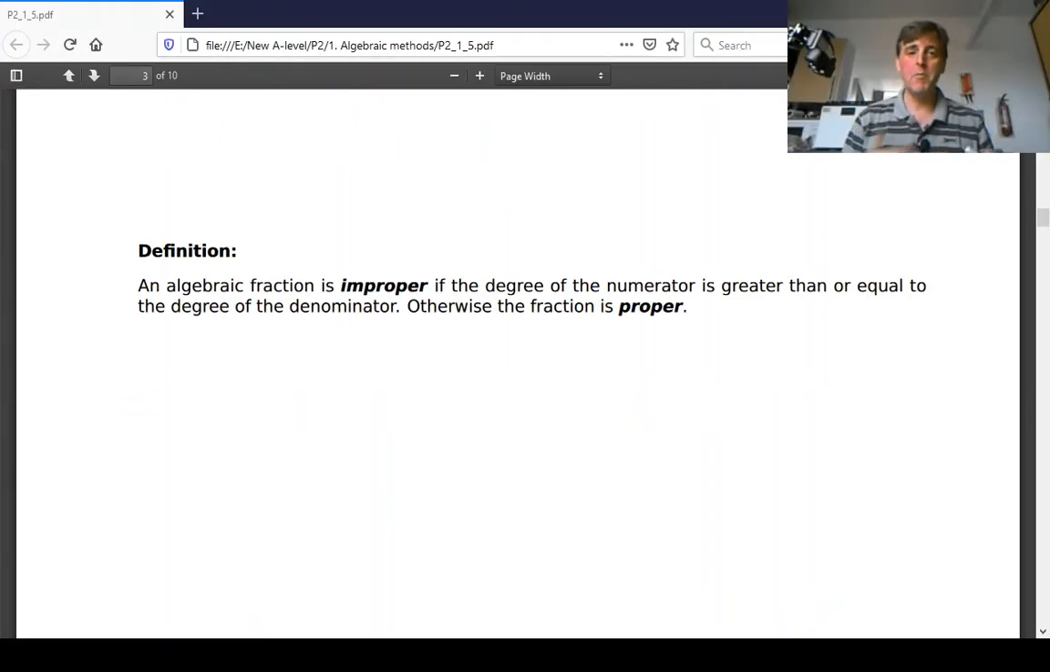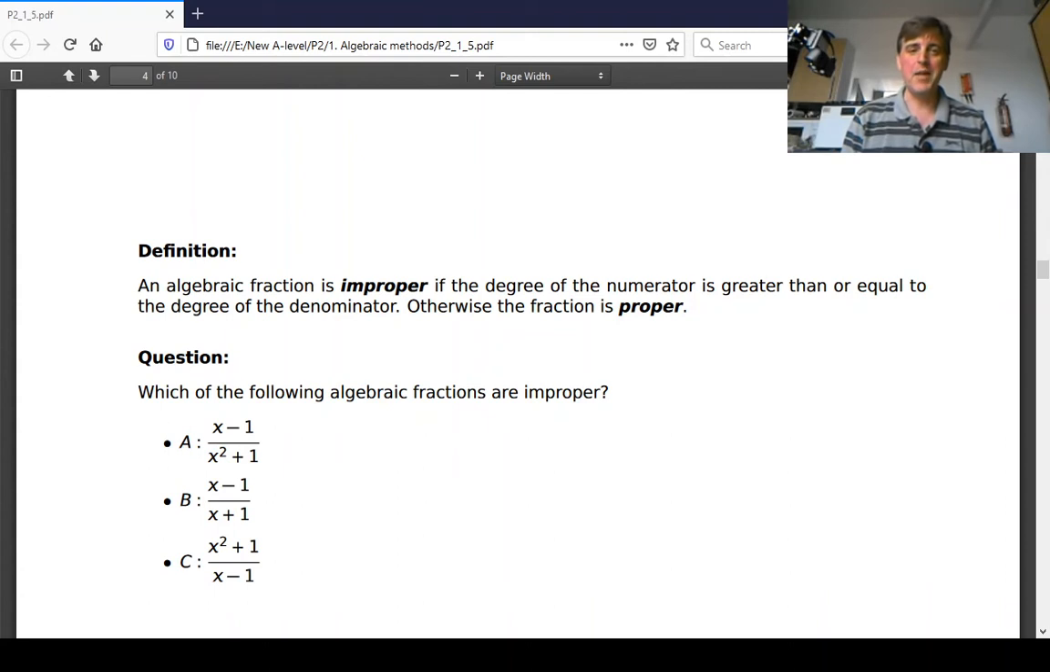Now, the reason why I wanted to remind you about the degree of a polynomial and that definition is because it's very important to understand when an algebraic fraction is improper. So you might have heard of improper fractions when we're dealing with numbers or numerical fractions, but have you heard of improper fractions with algebraic fractions? Well, here's the definition. An algebraic fraction is improper if the degree of the numerator is greater than or equal to the degree of the denominator. If that isn't the case, then we would say that the fraction is a proper algebraic fraction.